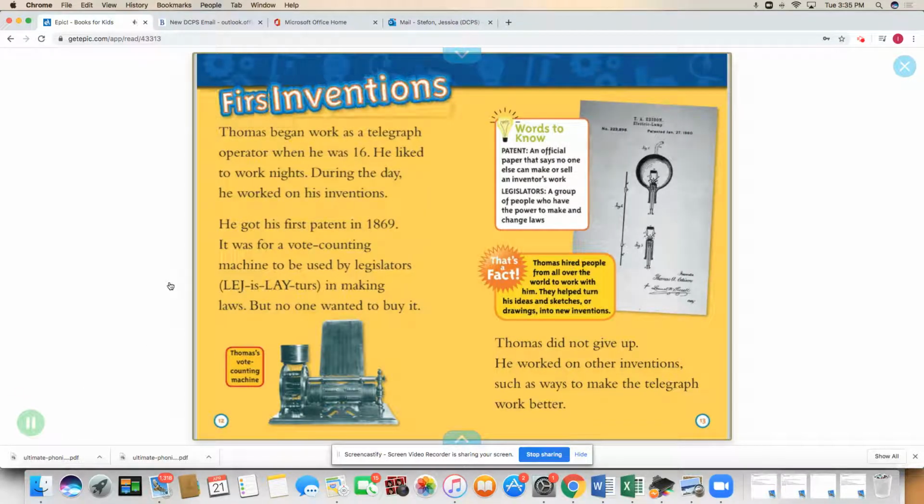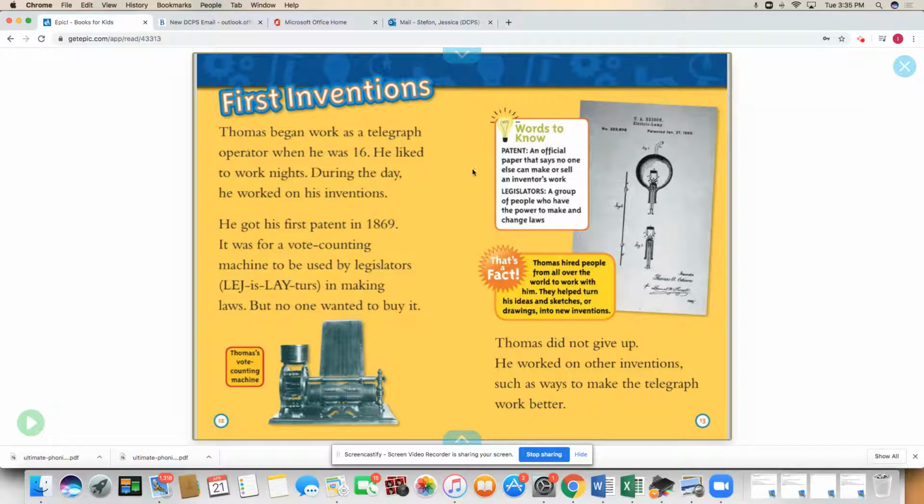First, inventions. Thomas began work as a telegraph operator when he was 16. He liked to work nights. During the day, he worked on his inventions. He got his first patent in 1869. It was for a vote counting machine to be used by legislators.